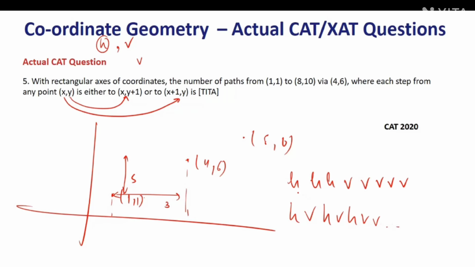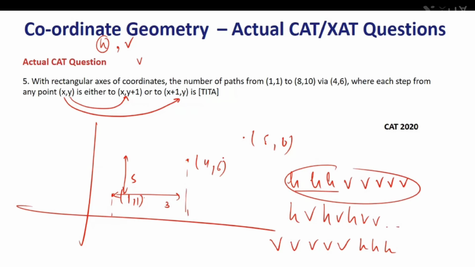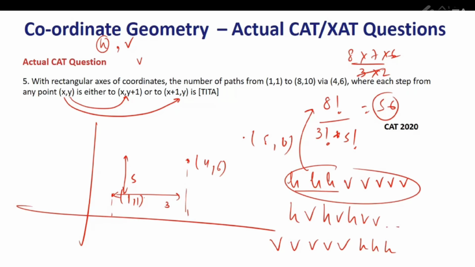This way. Or you can take all the horizontal first, or you can take all the verticals first and then take the horizontal. Effectively, you have to arrange 3 H's and 5 V's. What is the number of arrangements? You already know, 8 factorial upon 3 factorial into 5 factorial. That is how you arrange in case of repetition. So this is nothing but 8C3, which is 8 into 7 into 6 upon 3 into 2. This becomes 56. Now you reached 4 comma 6 in 56 ways.